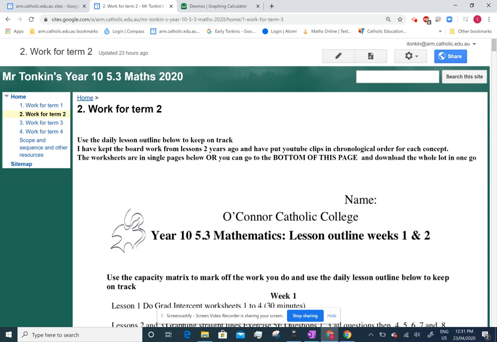Hey, Year 10, this is our introduction to our next unit and also to the online learning platform that I want you to use for the first, hopefully only the first couple of weeks of this term. Hopefully we will be back at school.